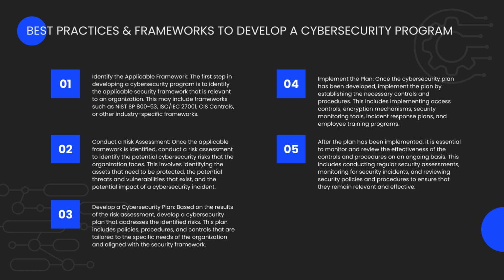Step four, implementing the plan. Once the plan has been developed, next you have to put it into action. This includes implementing access controls, encryption mechanisms, security monitoring tools, incident response plans, and employee training programs, which is critical as human beings are often the weakest link in cybersecurity. Step five, after the plan has been implemented, it's essential to monitor and review the effectiveness of the controls and procedures on an ongoing basis. So this would include regular security assessments, monitoring for security incidents, audits, things of that nature.